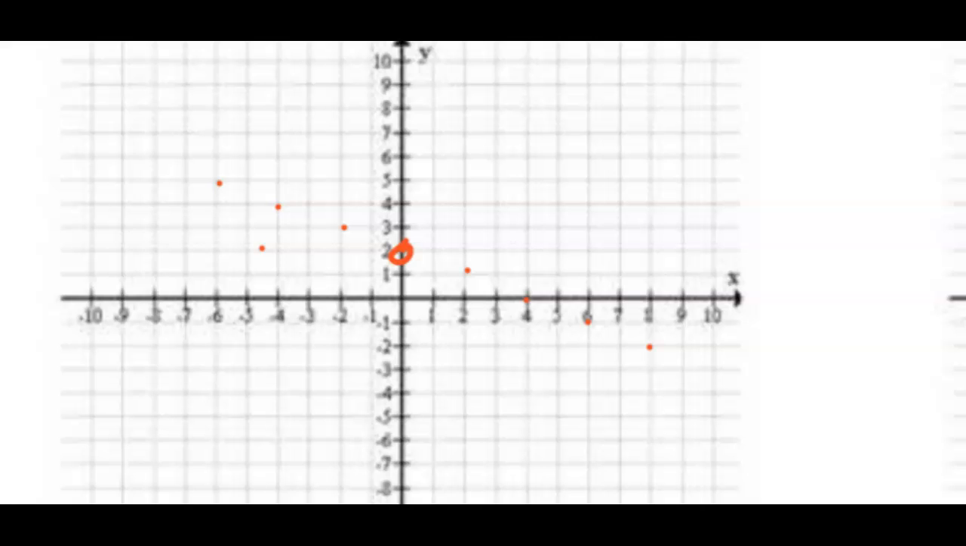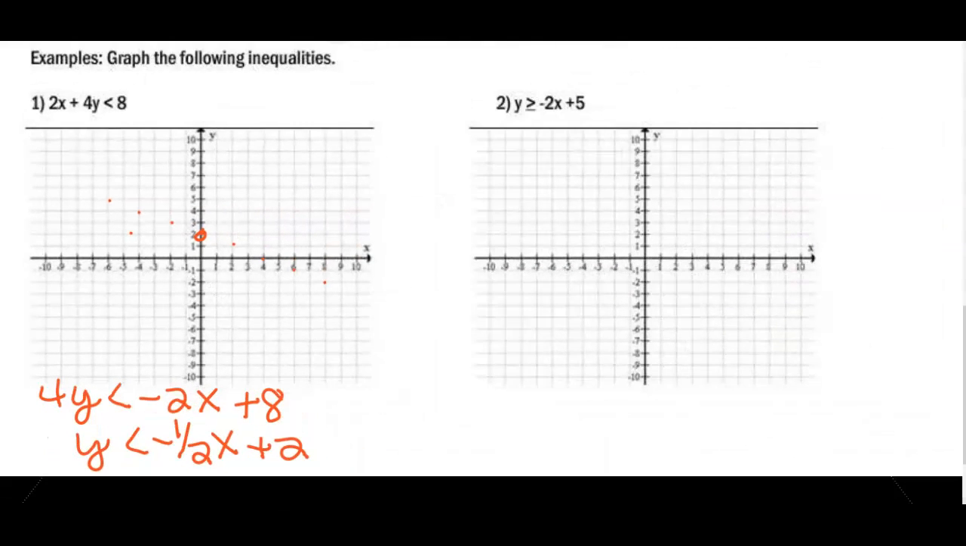What is important, though, is making sure that my graph meets all of my other requirements. So we need to make sure that it is dashed and not solid, because it's y less than and not equal to.